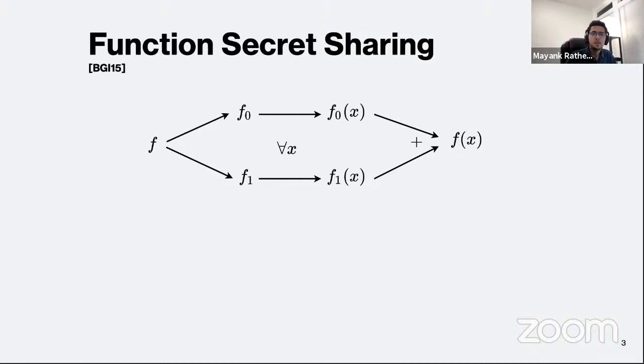FSS allows you to take a function f with outputs in a finite abelian group and split it into two shares, f0 and f1, give one share to each of the parties, and the parties can now locally evaluate their own share such that when we add them back together, we get back the output of the original function f. And these FSS shares are called FSS keys.